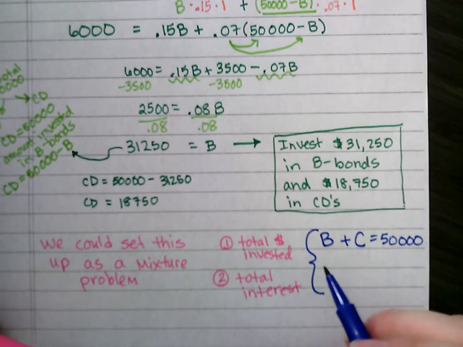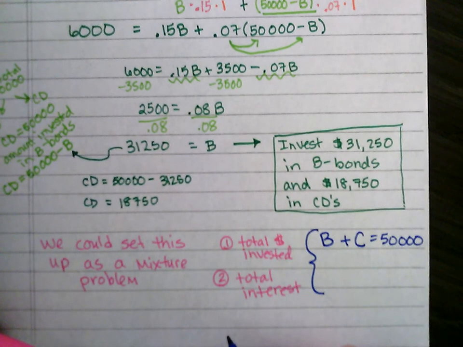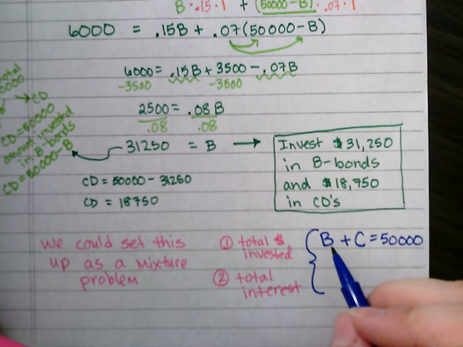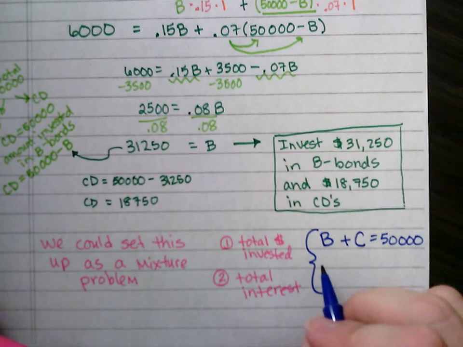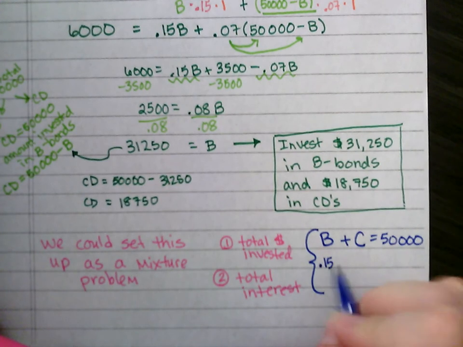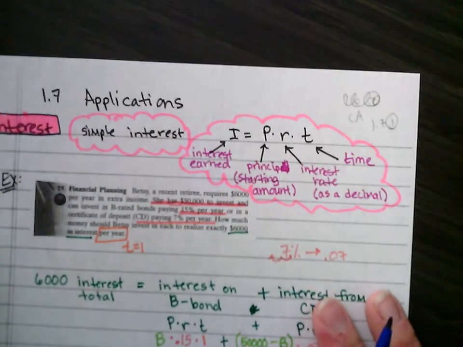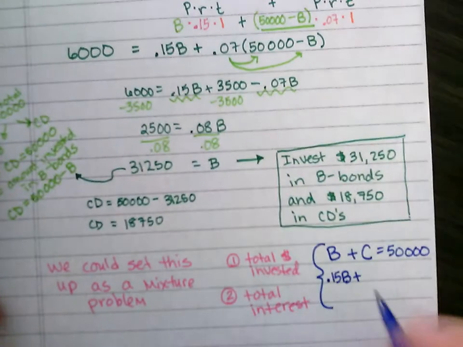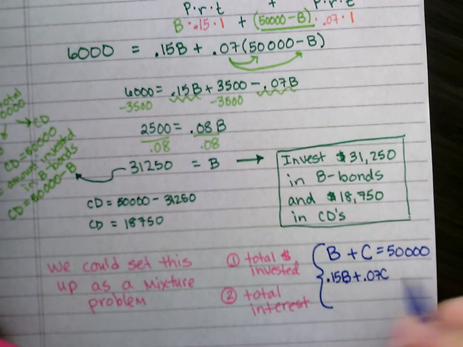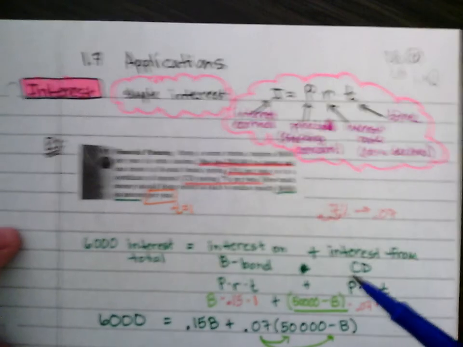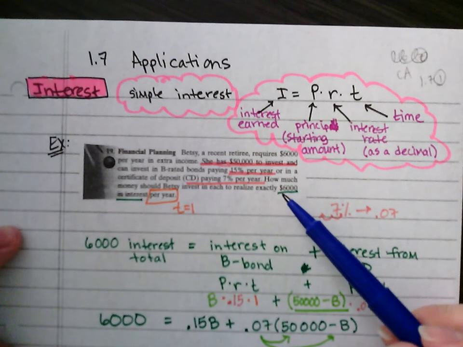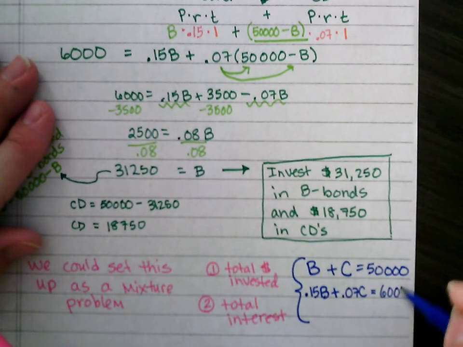And then for interest, we'll take the percent times money, percent times money, percent times money. So here in B bonds, it was paying 15%. So we have 0.15 B. In CDs, it was paying 7%. So 0.07 C. And then at the end, it doesn't tell us a percent she wants to earn. It tells us an exact amount. So she wants to earn $6,000. So their total interest will be $6,000.